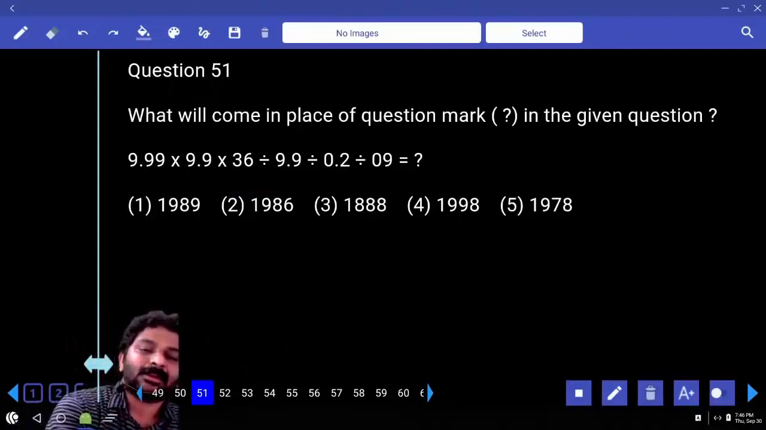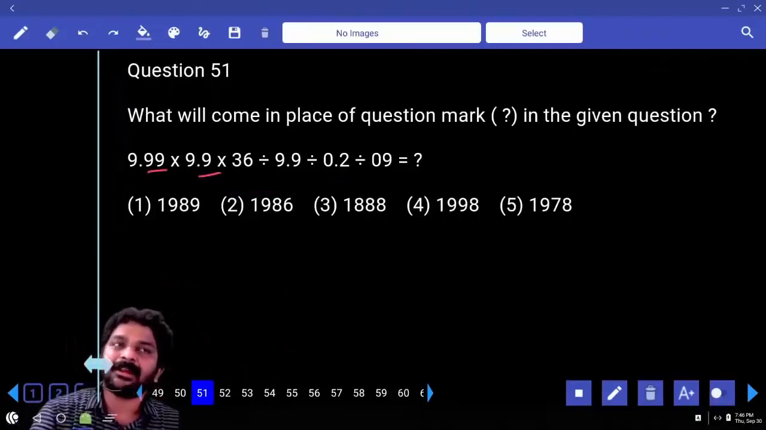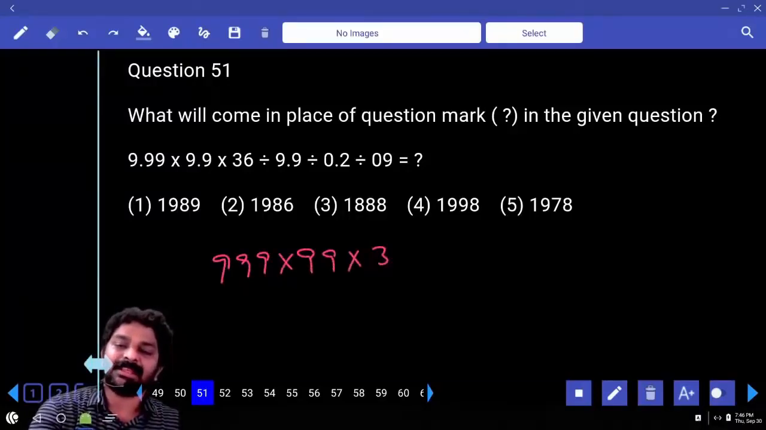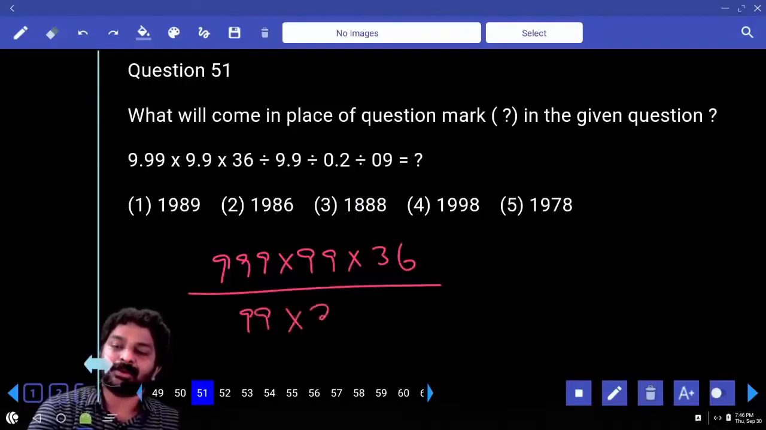Numerator after decimal 2 digits, denominator 1 digit. Total how many digits are there? 3. In the denominator 1, 2, 3. So same numbers are there. Am I right? 999 into 99 into 36 divided by 99 into 2.